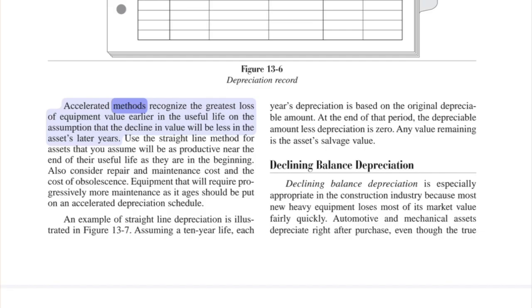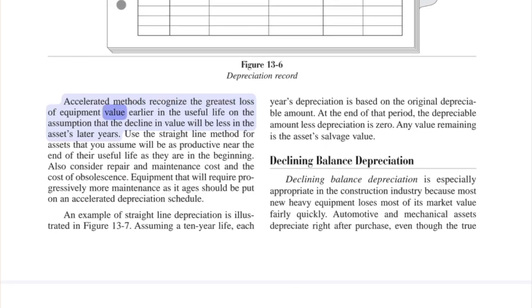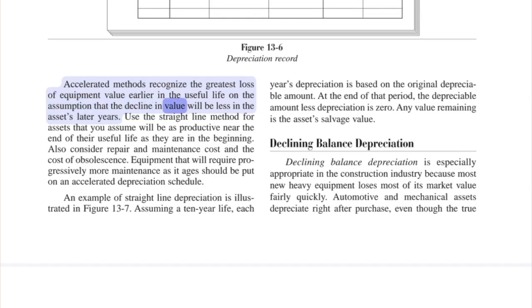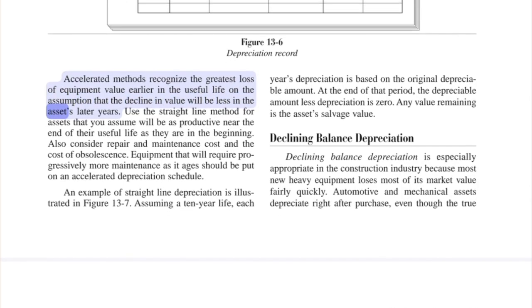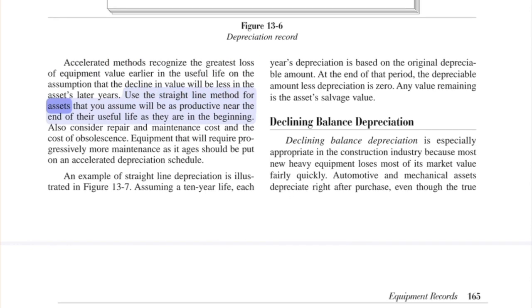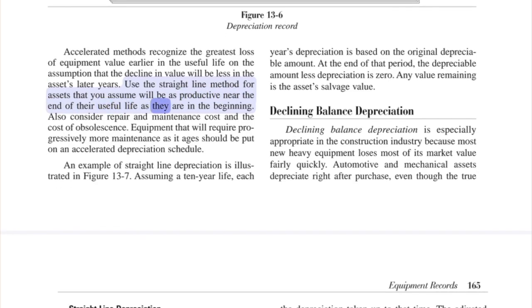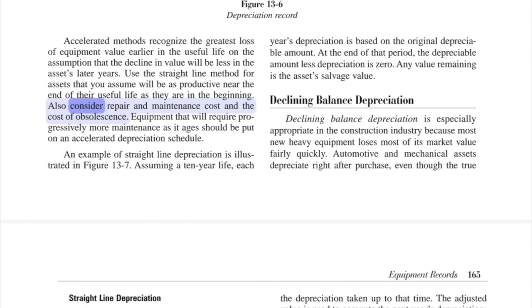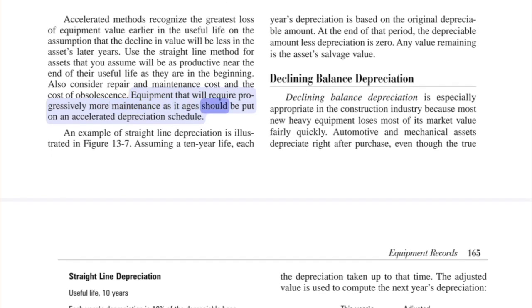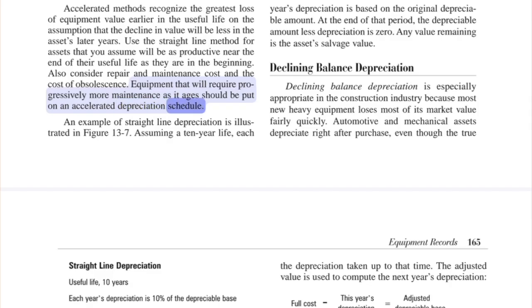Accelerated methods recognize the greatest loss of equipment value earlier in the useful life, on the assumption that the decline in value will be less in the asset's later years. Use the straight-line method for assets that you assume will be as productive near the end of their useful life as they are in the beginning. Also consider repair and maintenance costs and the cost of obsolescence. Equipment that will require progressively more maintenance as it ages should be put on an accelerated depreciation schedule.